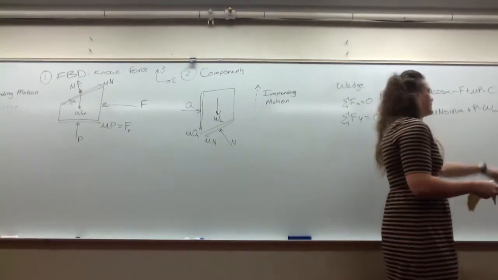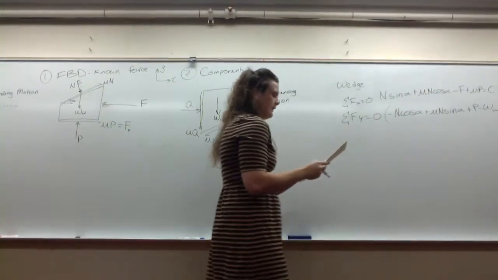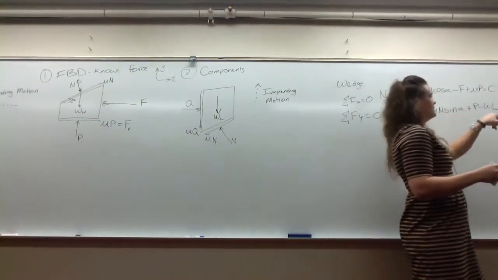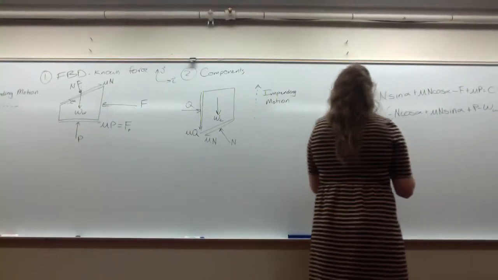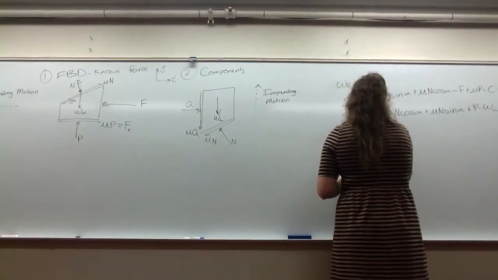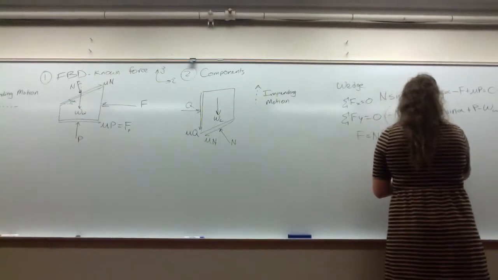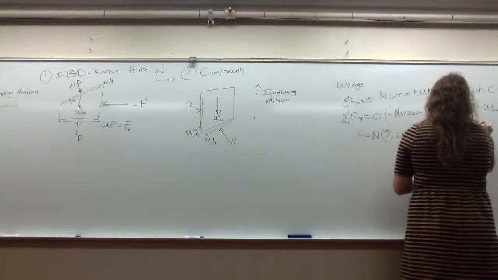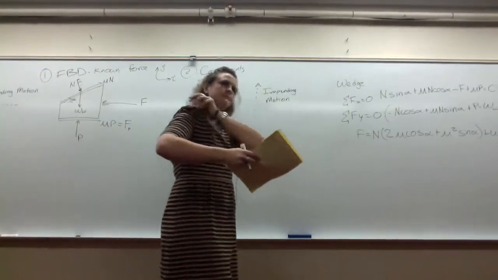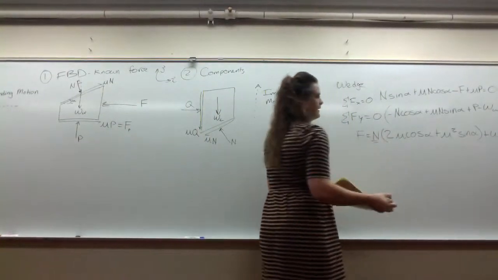If I want to get rid of an easy unknown, we can get rid of P. If I multiply this y equation by mu and subtract these two equations from each other, because I have a positive mu P here, I can negate P, and I will get my force F equals N times 2 mu cosine alpha plus mu squared sine alpha, plus the weight of the wedge times mu. We still have another unknown, N.